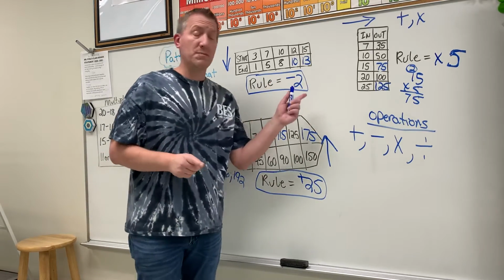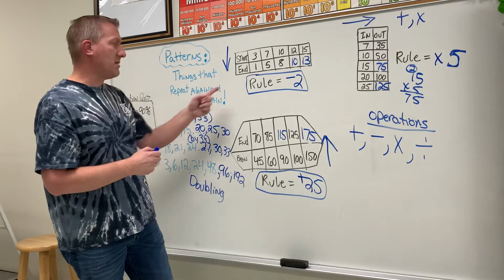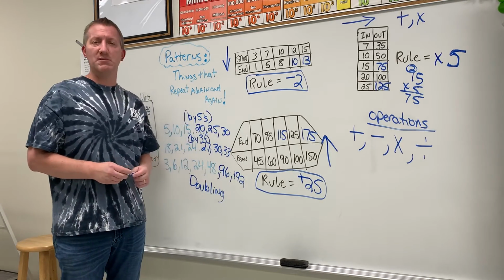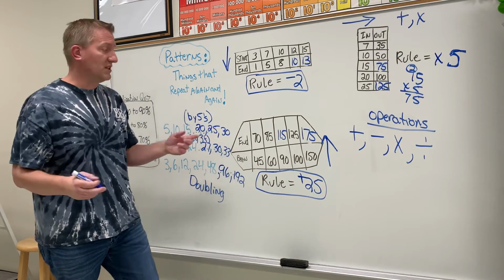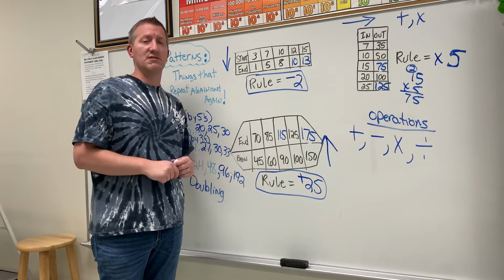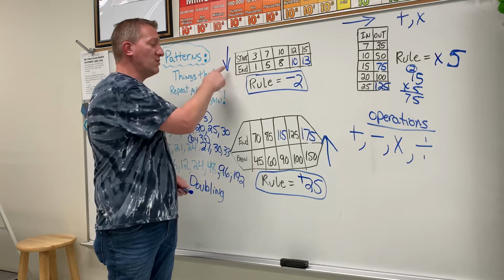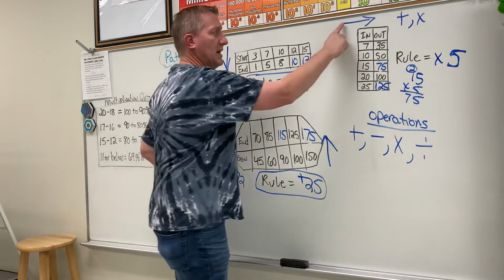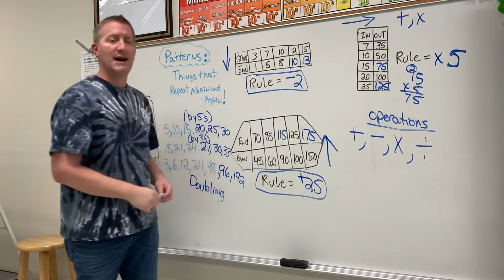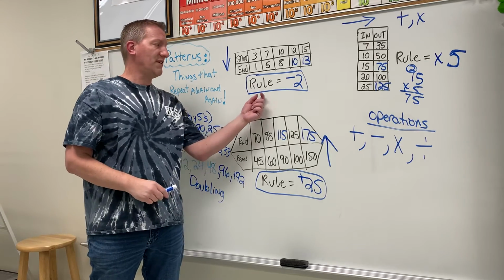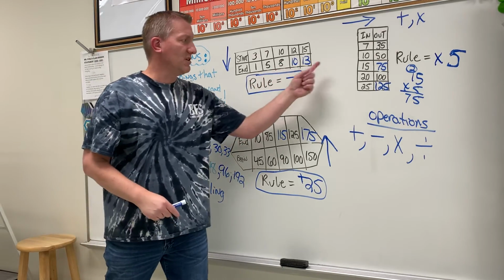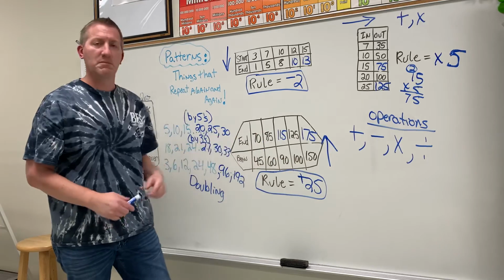All right, I hope this helps you to find the patterns of the in and out tables. That's really what you're doing. You're finding the patterns of the in and out tables. So find that rule first. Know which way you're going on the in and out tables. Then you find that rule, and then you can find those missing numbers.